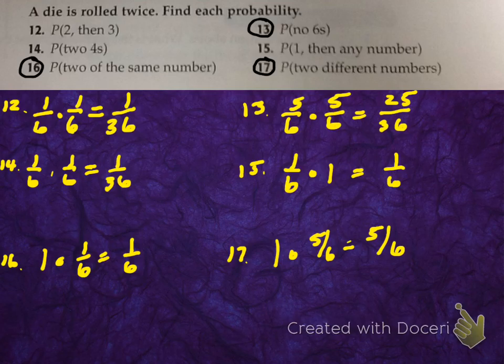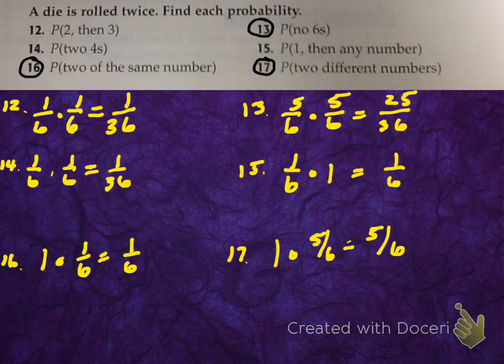For 17, the first one can be whatever it wants. The second one has to be anything but what the first one was. So I kind of picture myself rolling one, then rolling the other. So I roll one, doesn't matter what it is, 6 out of 6. 6 out of 6 things are good. And then the second one, I try to think about what that needs to be. That's how I do those.